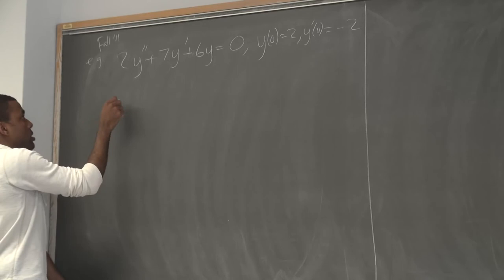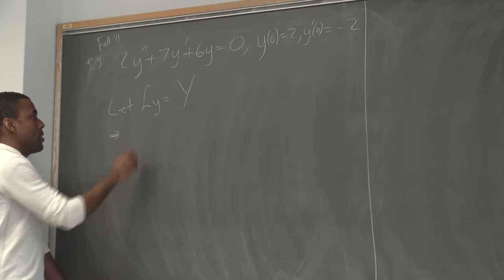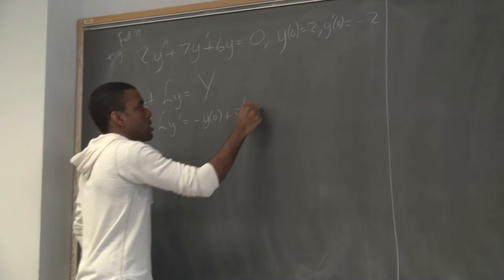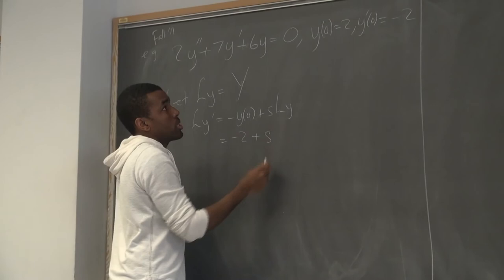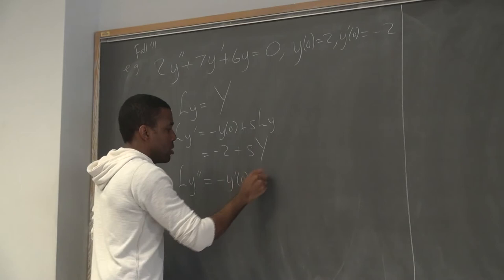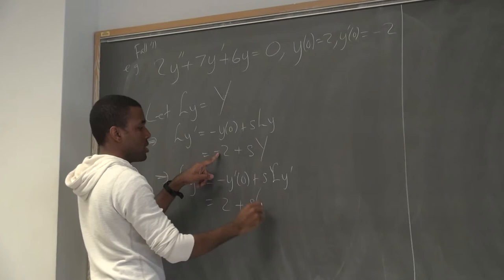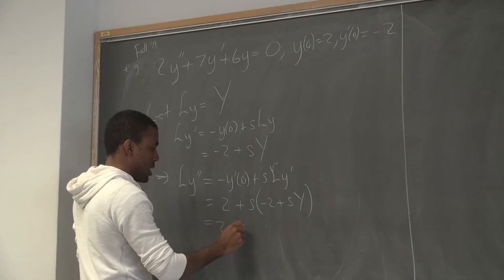Right, so Laplace transform of y equals big Y. I was going to call it big L. The Laplace transform of y prime would be minus y of 0 plus s times the Laplace transform of y, minus 2 plus s times Y. And then the transform of y double prime would be minus y prime of 0 plus s times the Laplace transform of y prime. Y prime of 0 was minus 2, so this becomes a plus 2, plus s times the transform of y prime found in the previous stage. So 2 minus 2s plus s squared Y.